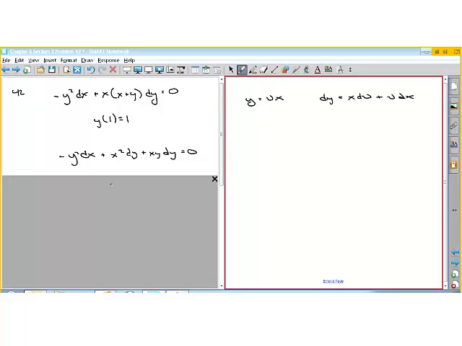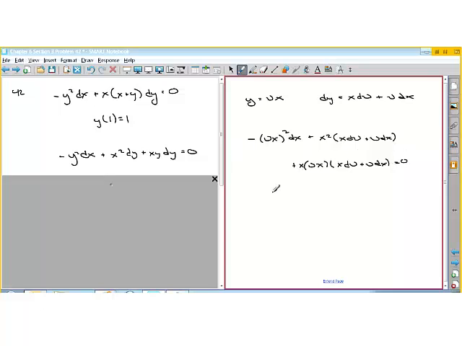So we can then plug in, so we have negative y, which is nu x, and we square that, and multiply it by dx. So we're doing this term right here. And then we have x squared times dy, which is x d nu plus nu dx. So that's that term. And then we have x times y, which is nu x, times dy, which is x d nu plus nu dx. And that equals 0.